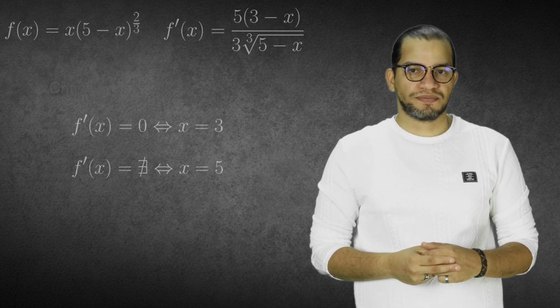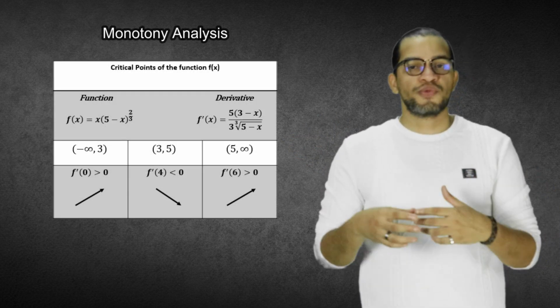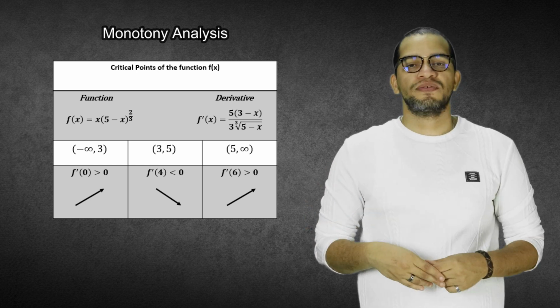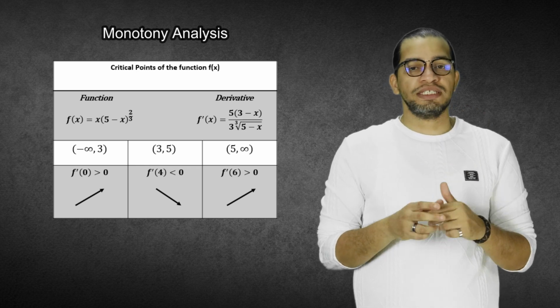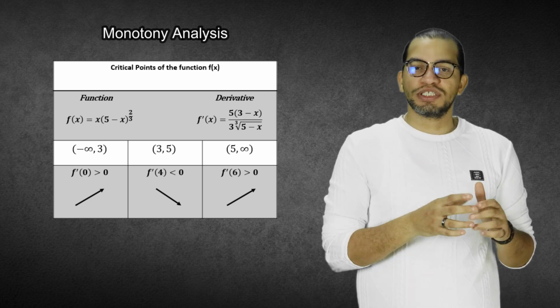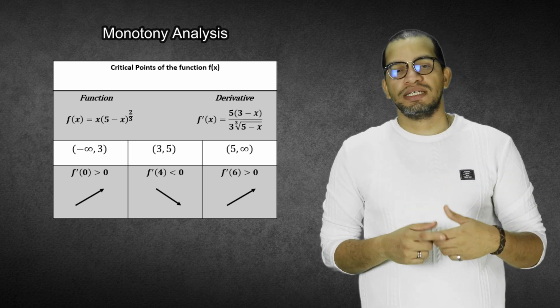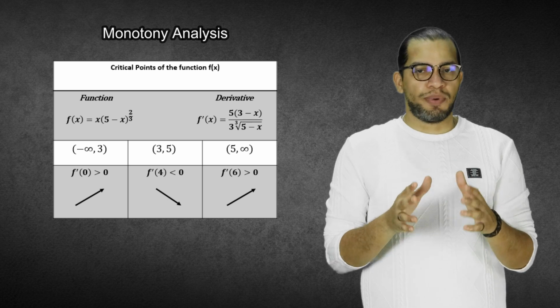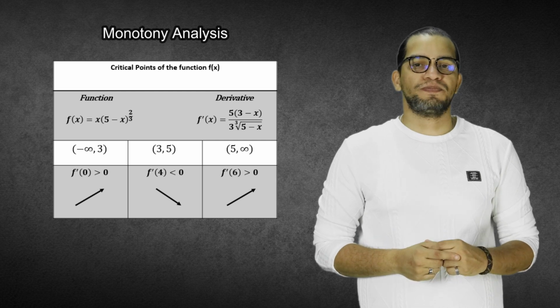Thus, we can say that the critical points of the function f of x are x equals 3 and x equals 5. It's time to analyze the monotony of the function f of x by taking into account the following table made of the intervals -∞ to 3, 3 to 5, and 5 to infinity. We're going to take a value in each of those intervals for determining the type of monotony of the function. For the first interval, we're going to take the value x equals 0. And if we plug it into f prime, we get a positive value. Therefore, f is increasing in such an interval.